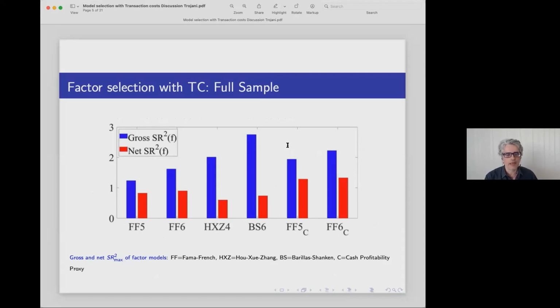In terms of results, I think that was super well explained. This was the main picture in the beginning. You just compute the maximal Sharpe ratios across models before and after cost. And what you see is that even though some models look fantastic before cost, they look, let's say, deplorable after cost, so to speak.